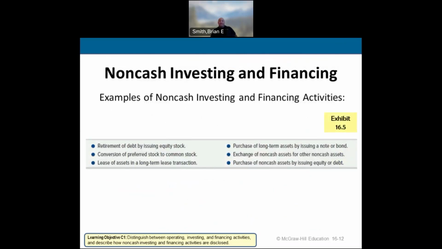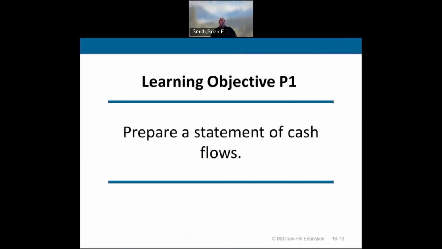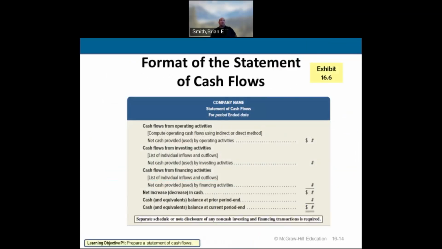Non-cash investing and financing activities need to be indicated somewhere on the financial statement, possibly as a note or somewhere else, but they need to be annotated on the statement of cash flows. So we're going to prepare a statement of cash flows. This is what it's going to look like.